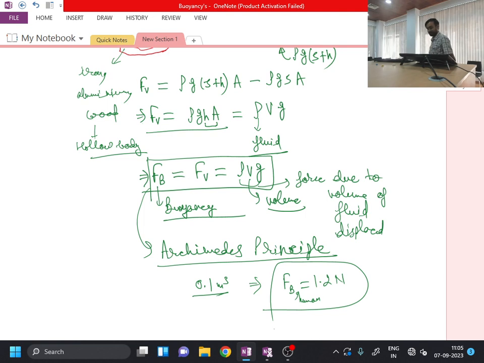Okay, is this point clear? So if we include this correction, then we will be having our error in the measurement of weight in the range of something about 0.15%.